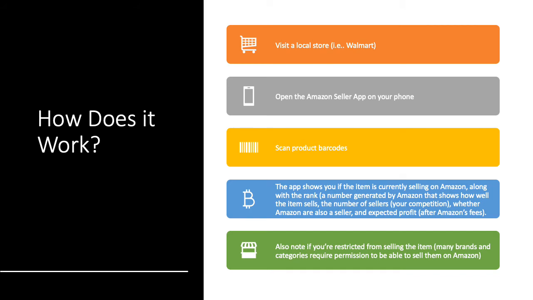Another important thing to note is it's also going to show you in the app whether or not you're restricted from selling that item. What you'll find is that many brands and certain categories require Amazon's permission in order to sell in them. And so if you buy something that you're restricted on, you won't be able to sell it into Amazon without applying for approval first. And I get into how to do that in the wholesale section of this course.